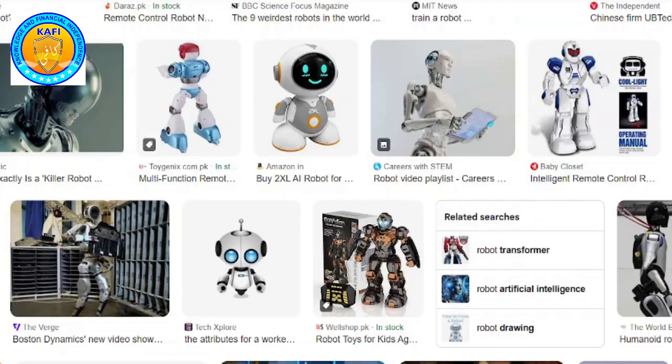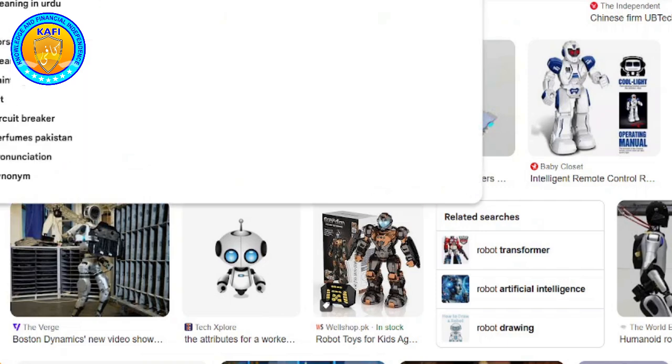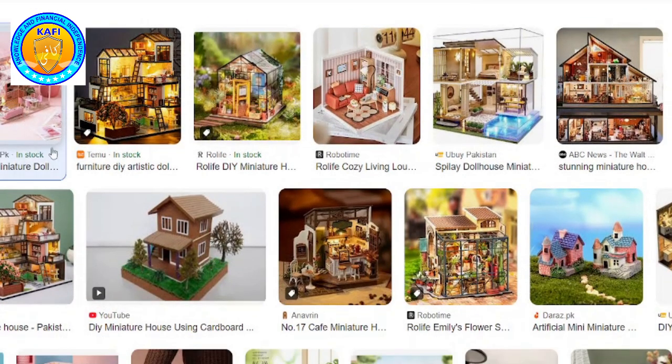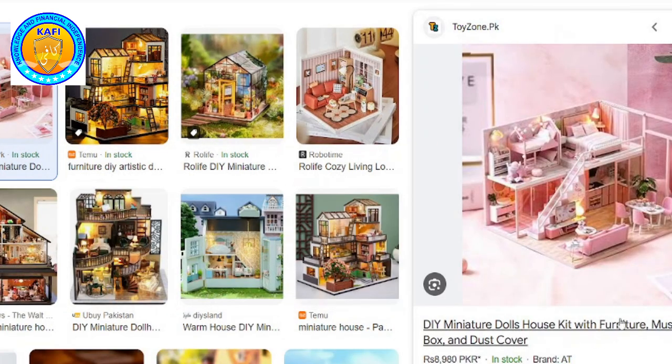Okay, we are going to look at a miniature house. You see these models. Let's say this is a model. This is also a doll house, but on the other hand, it is a model in which you can see where to put the doors, where to put everything, right?